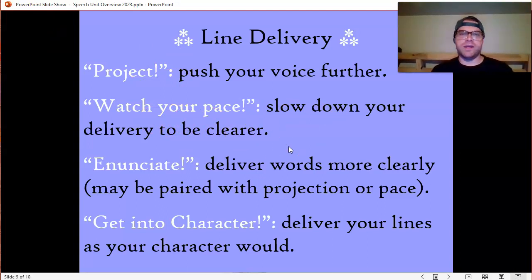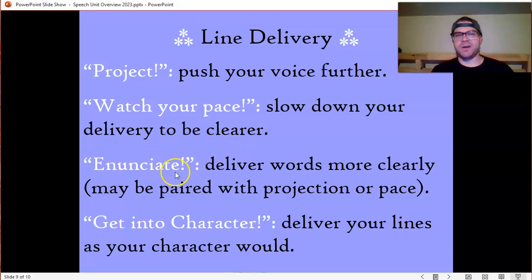"Watch your pace," slowing down delivery to be clearer. In general, when we get nervous, and I know a number of you are kind of nervous about just getting out in front of an audience this next month, we tend to speak quicker than we normally would. And when we speak too quickly, it oftentimes messes up our enunciation. If you ever hear me say "watch your pace," that usually means I want you to slow down and enunciate more. It could mean that you're going way too slow and need to pick up the pace, but that is very rare.